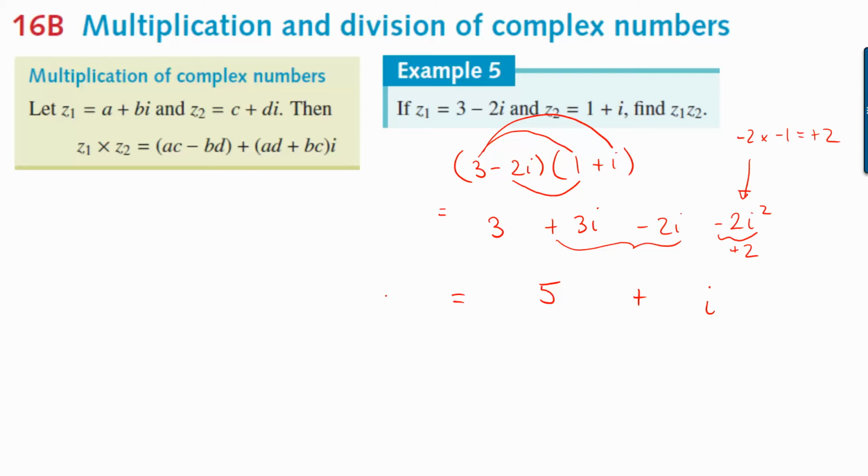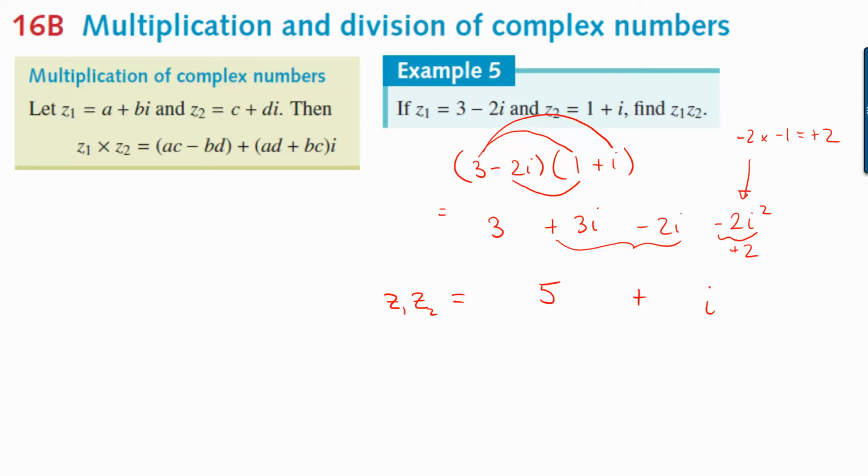So Z1 times Z2 is equivalent to 5 real values, so the real part is 5, and the imaginary part is 1i. How do we feel about that? Was that easy? Okay, so real with real, imaginary with imaginary is what we're doing. Okay, I'm going to leave that there for a moment.